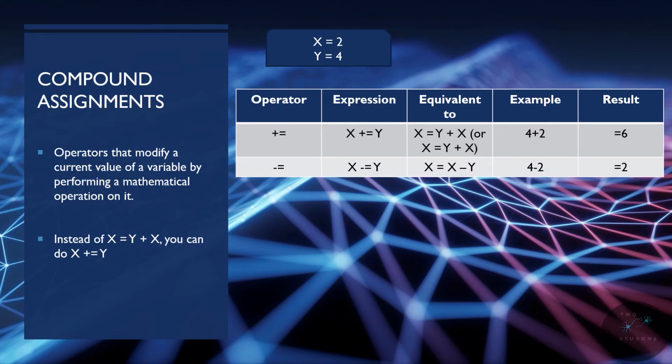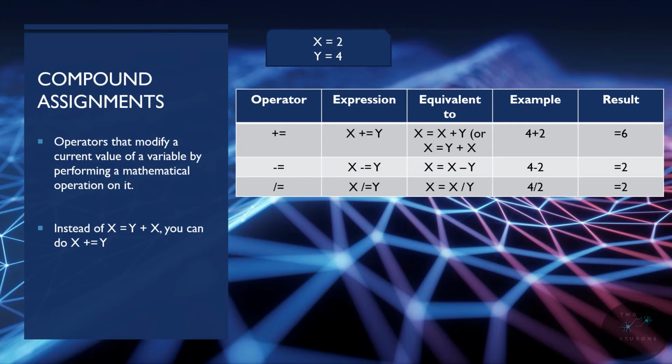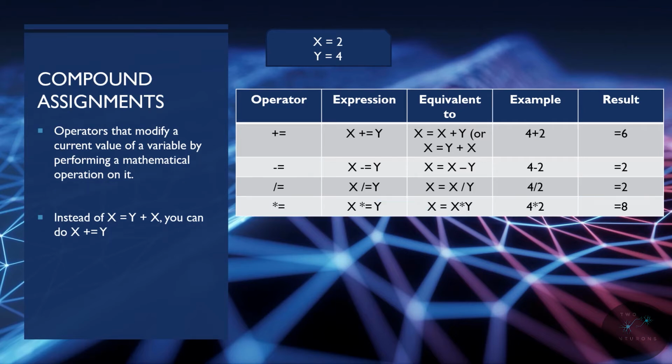If we do minus equals, x minus equals y, it's 4 minus 2, which is 2. We then have division as well. So slash equals, x slash equals y is 4 divided by 2, or 2. And finally, we have multiplication. So asterisk equals, x asterisk equals y is 4 times 2, which is 8.